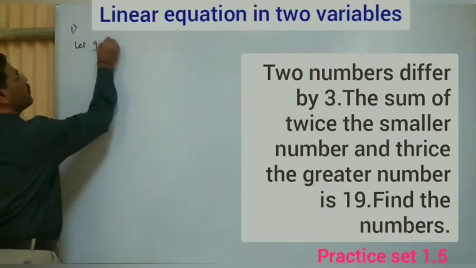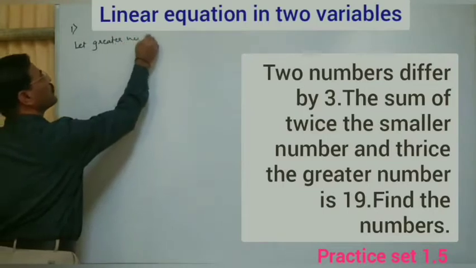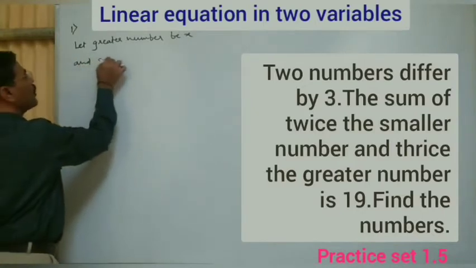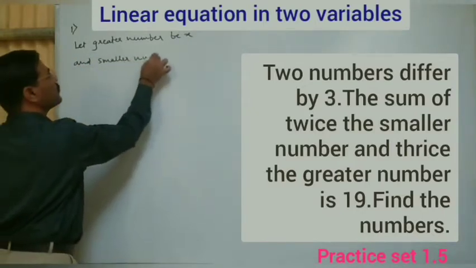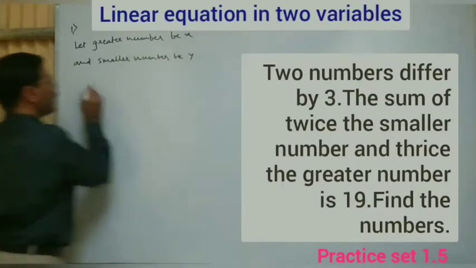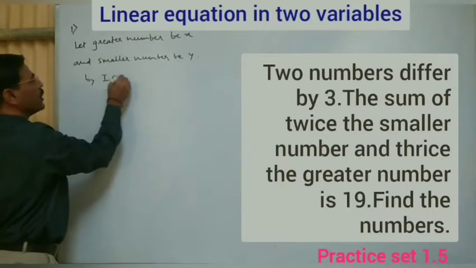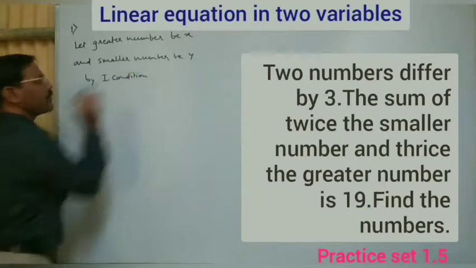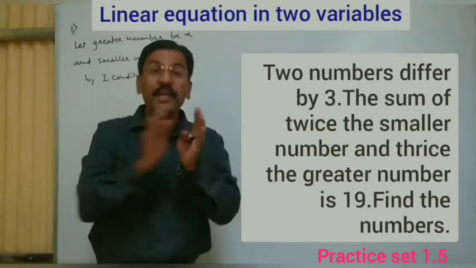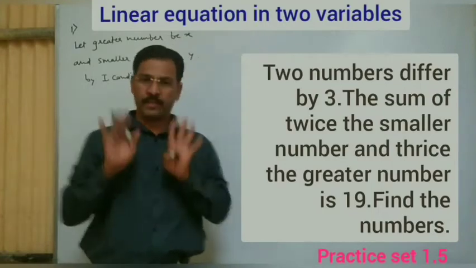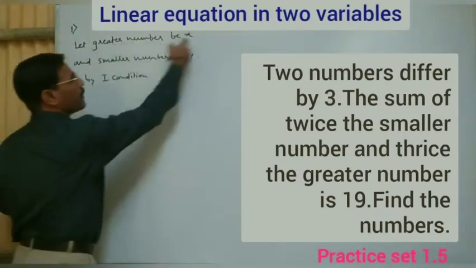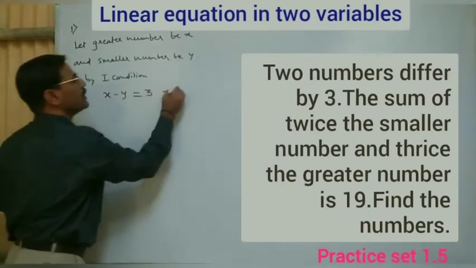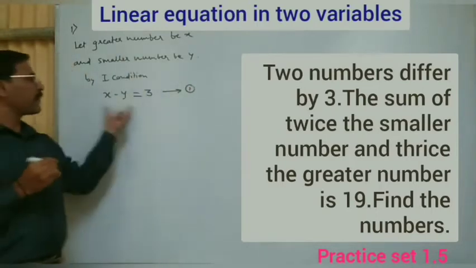Let the greater number be x and smaller number be y. See, by first condition. What is the first condition? Two numbers differ by 3. Differ means difference. So what can we write? The greater number x, smaller number y, means x minus y equal to 3. This is equation number 1, meaning the difference is 3.